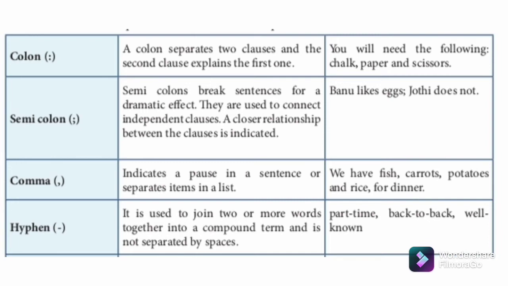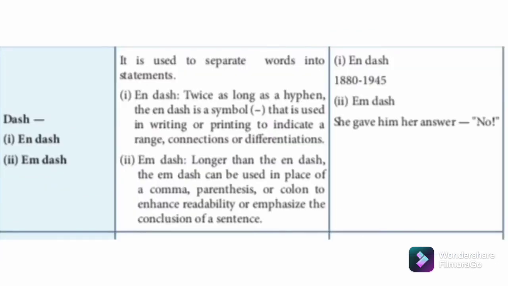The next one is hyphen and the symbol is just a small dash. It is used to join two or more words together into a compound term and is not separated by spaces. So now look at the example here. There are few compound terms given here with a hyphen. Part-time. Back-to-back. Well-known. Dash. It is used to separate words into statements.